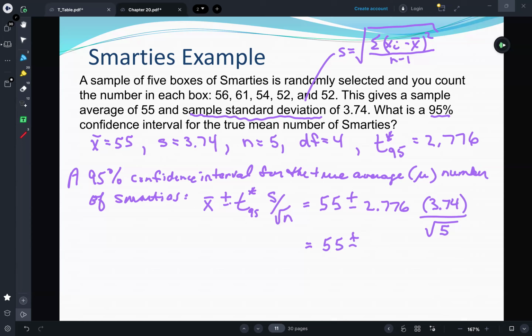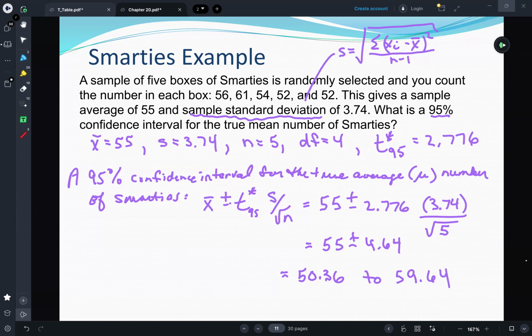Perfect, good. So we have a consensus: 4.64. Now, it could stay in that form, right? Estimate plus or minus the margin of error, or we can unravel it to get the full range. So if we take 55 and subtract 4.64, we will get 50.36 to 59.64. And there's no units, it's just the number, right?